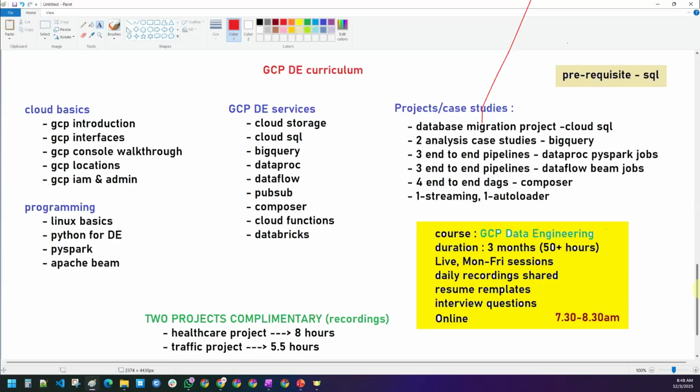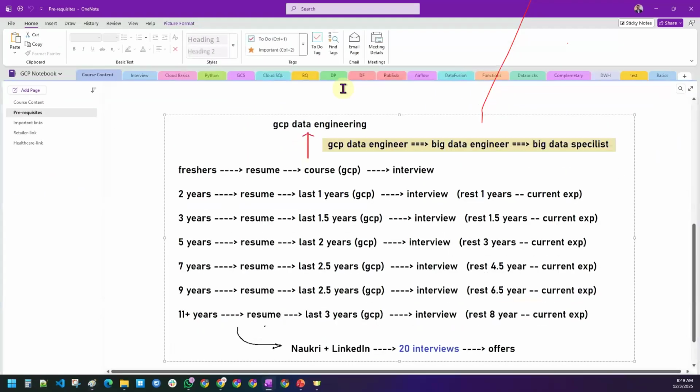Not required. For that, you will have a basic idea in my notes, as complementary material, but that's not covered in the course. No, actually sticking to Databricks. Sorry, sticking to the Google Cloud Platform only.